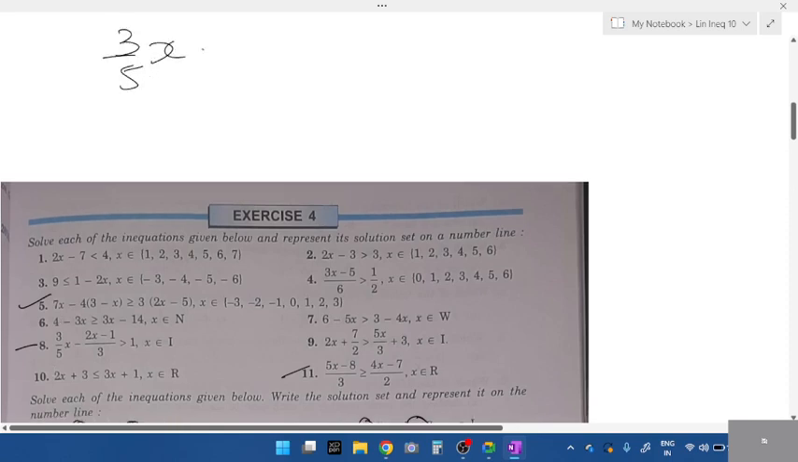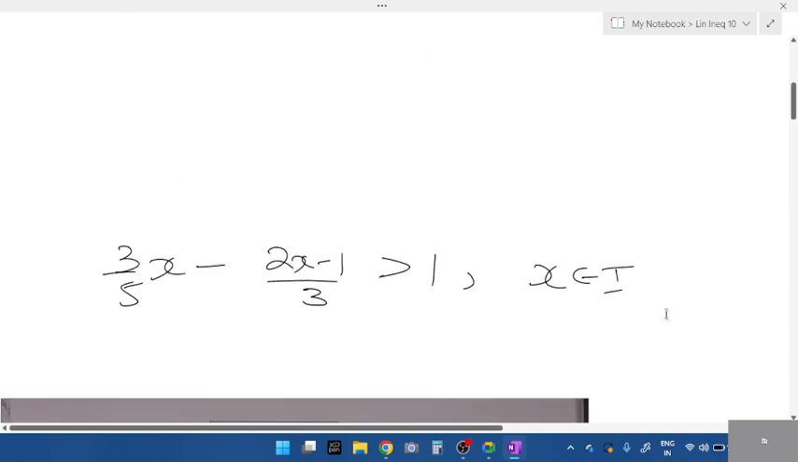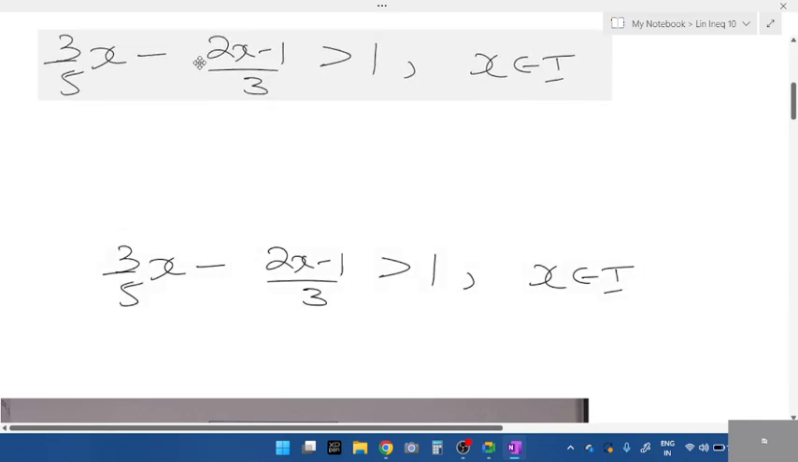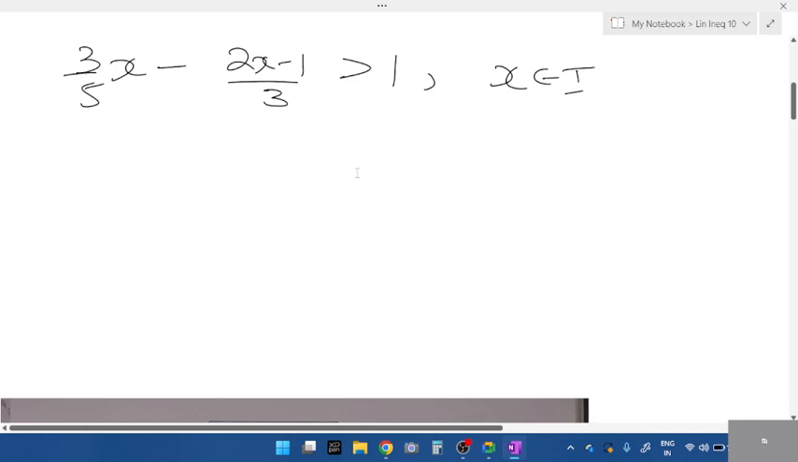3 by 5x minus something greater than 1, where x belongs to integer. Okay, this is the previous question. All of you look at the answer. How did you solve it? Tell me. Respond.